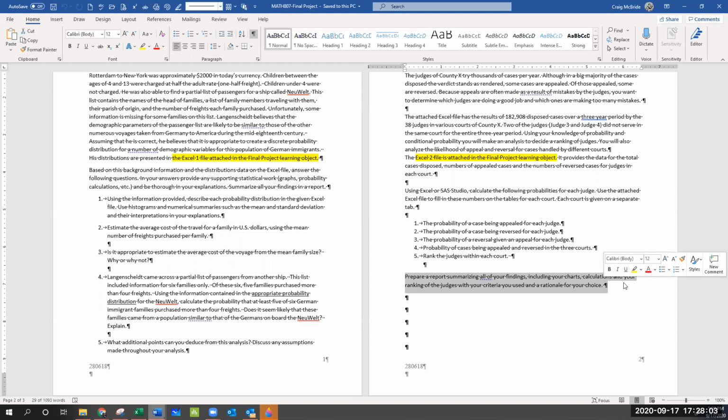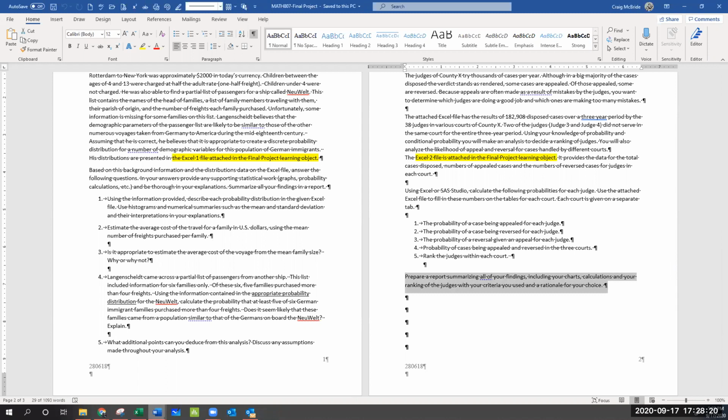Because there are really two different, in my opinion, two different ways that you could rank the judges, that you could make a strong case for ranking the judges. And I'm not going to tell you what those two are because I don't want to bias you. I want you guys to think about it.